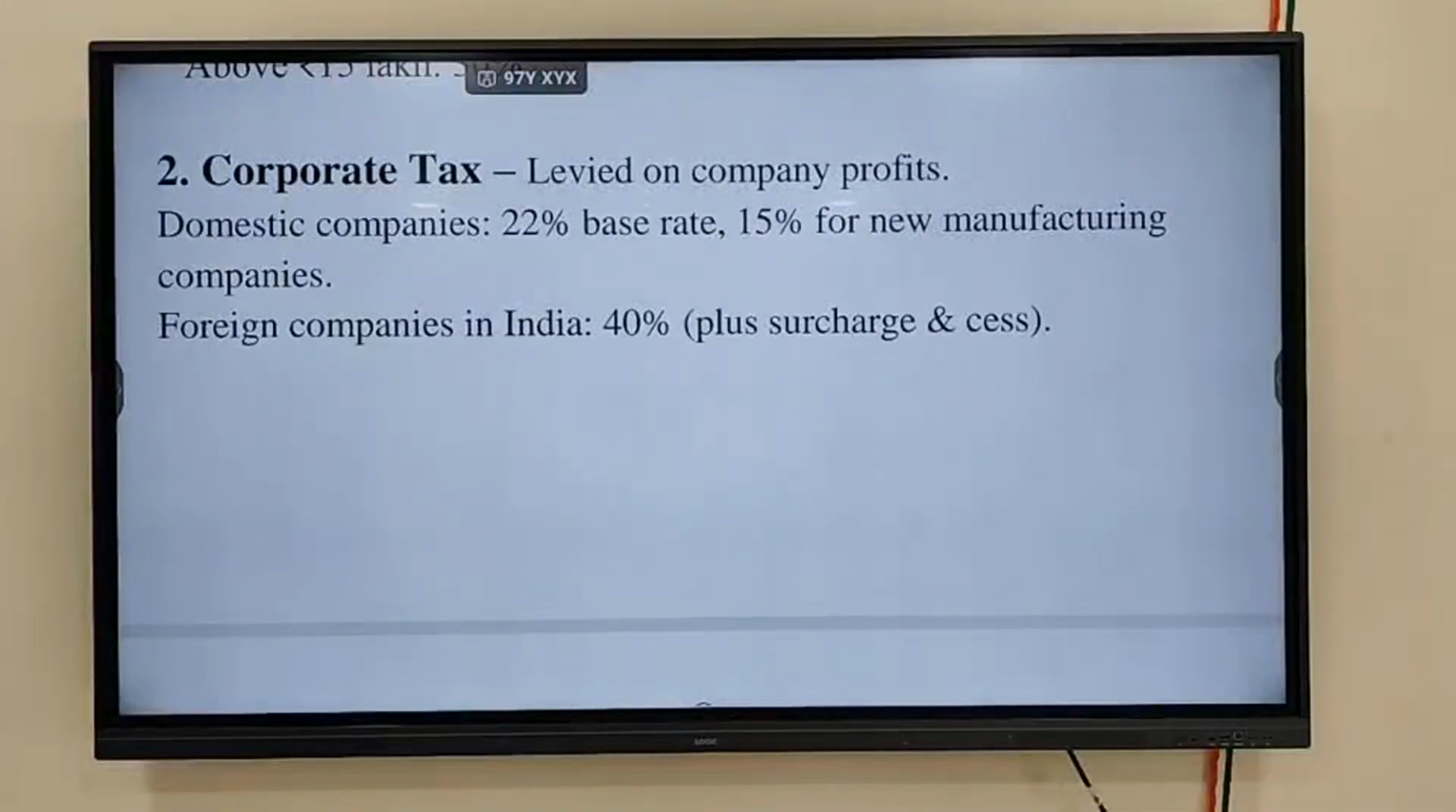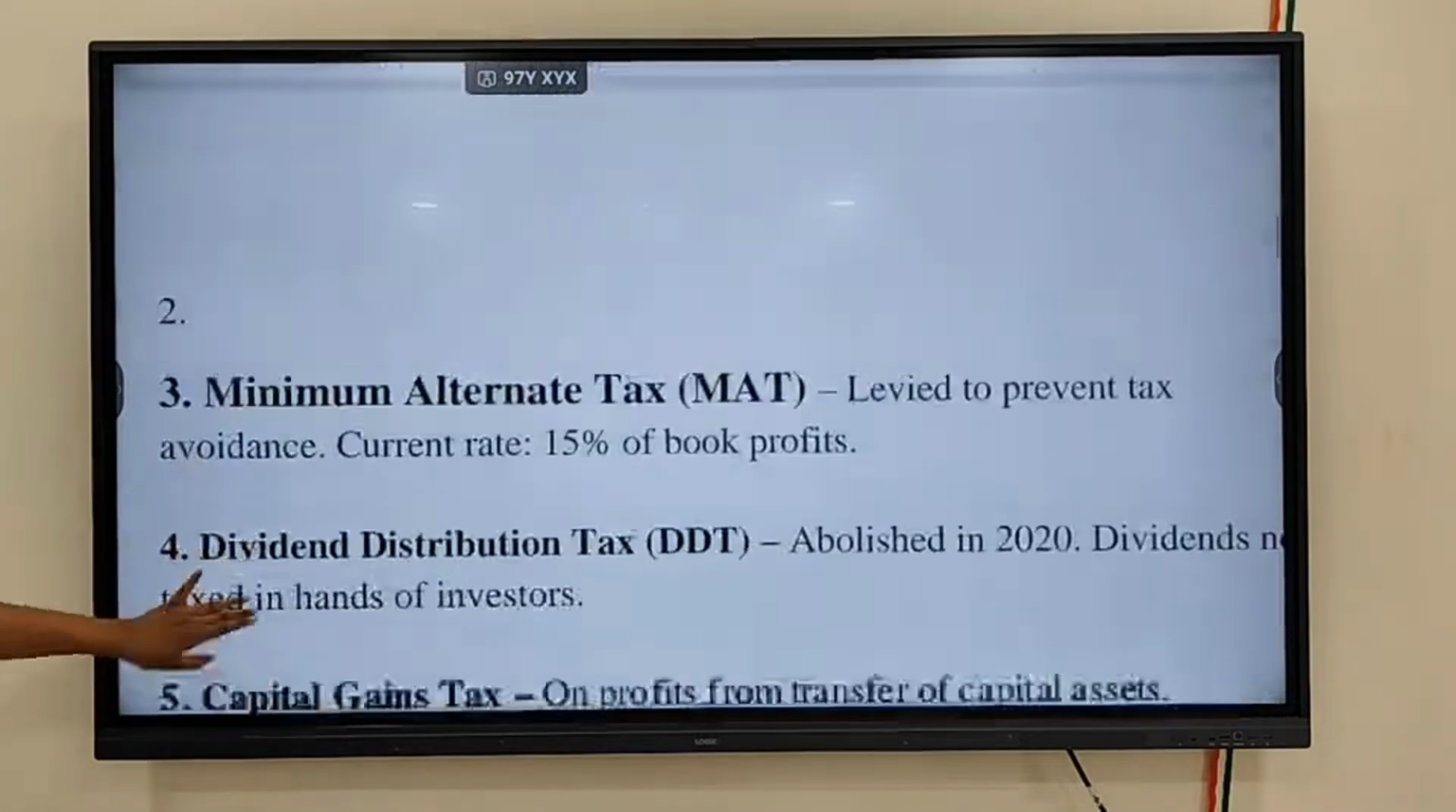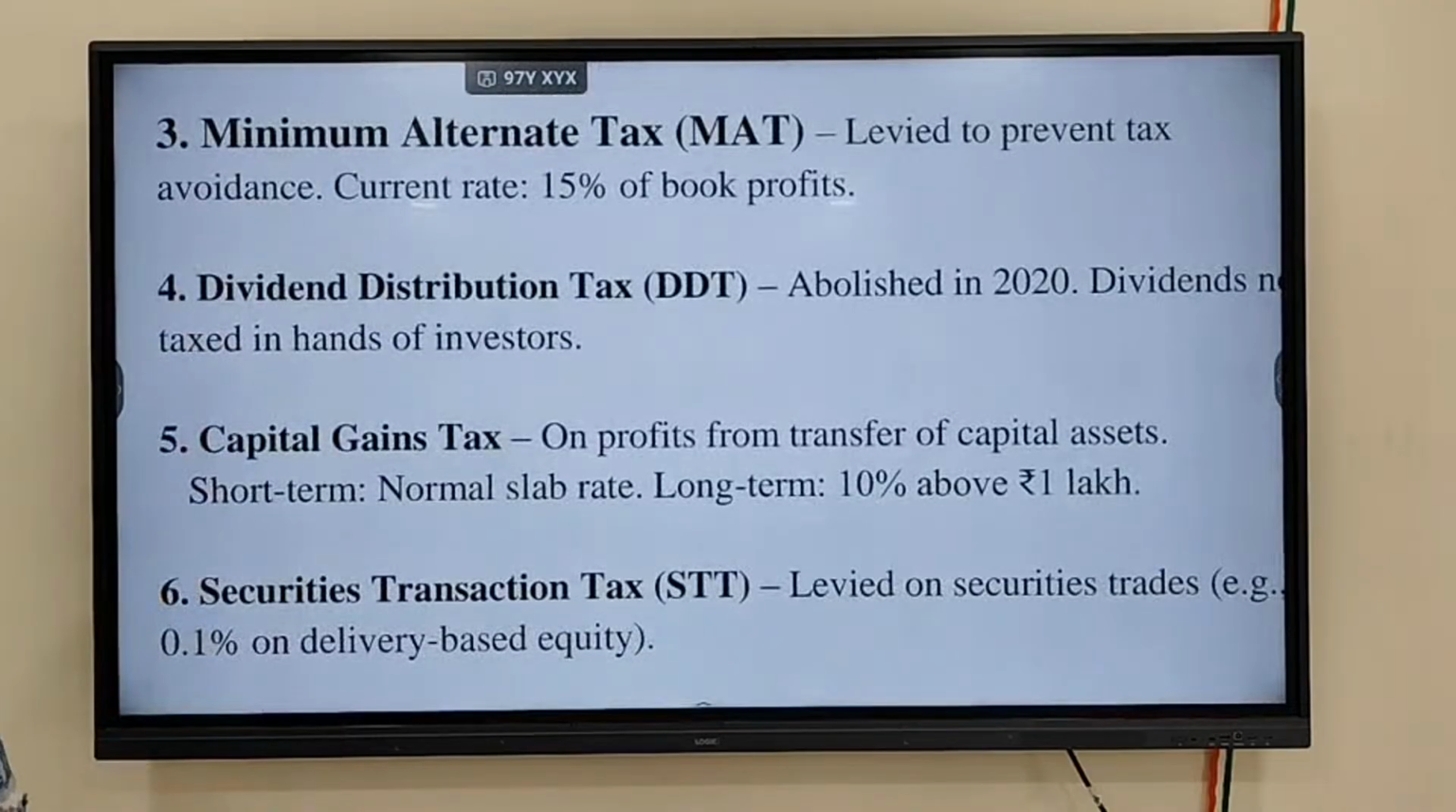How much corporate tax is there for existing domestic manufacturers? Plus cess and surcharge. For new manufacturing companies, 15% plus cess and surcharge. For foreign companies, 40% plus cess and surcharge. Next is MAT. This is levied to prevent tax avoidance of the corporate tax. At least a minimum they should pay.